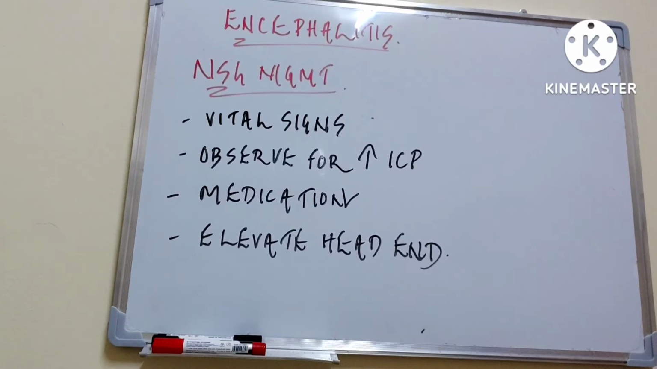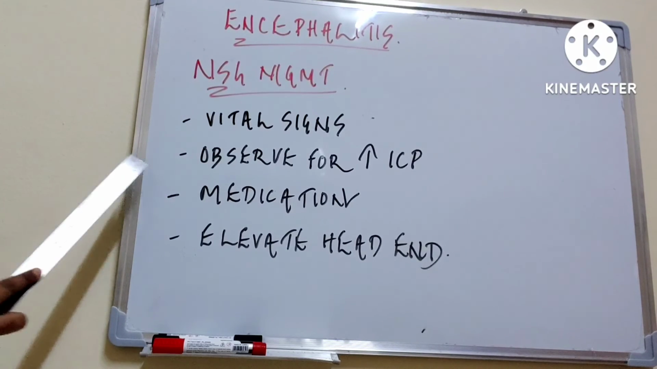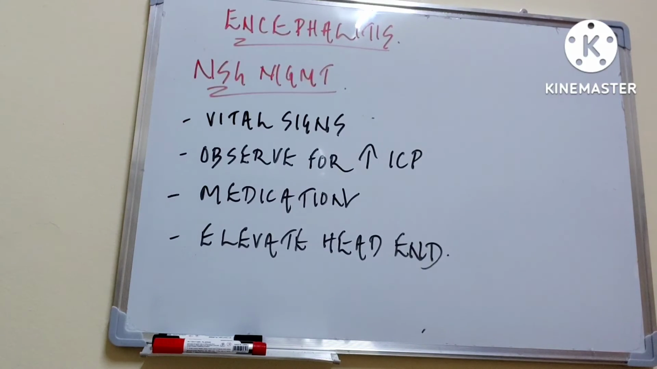Next we can look at the nursing management of encephalitis. The first management includes vital signs. There needs to be a regular update of the vital signs. There should be a 4-hourly chart of the temperature, respiration, and other vital signs to notice any abnormalities in the patient. As we discussed earlier, the patient will have a high spike of fever due to the infectious process. So it's always advisable to have a vital signs chart.